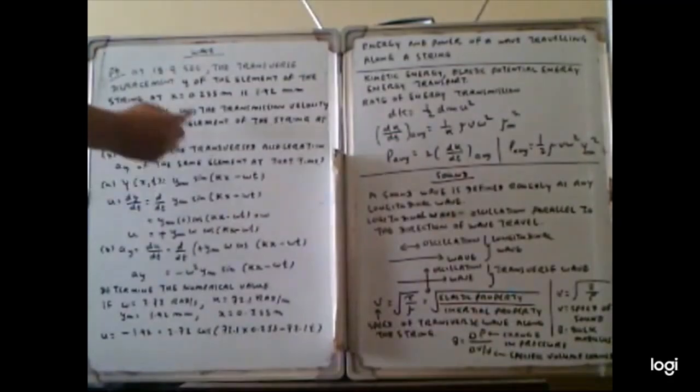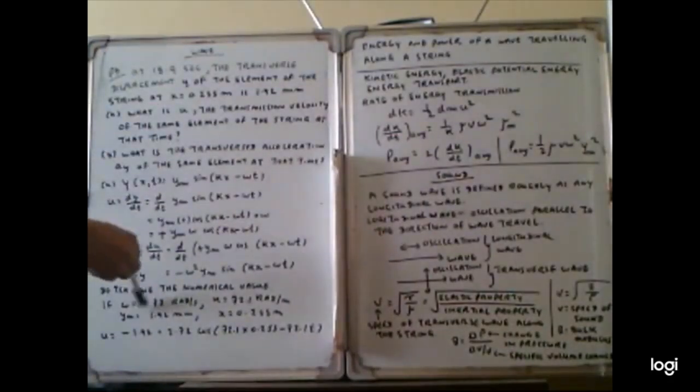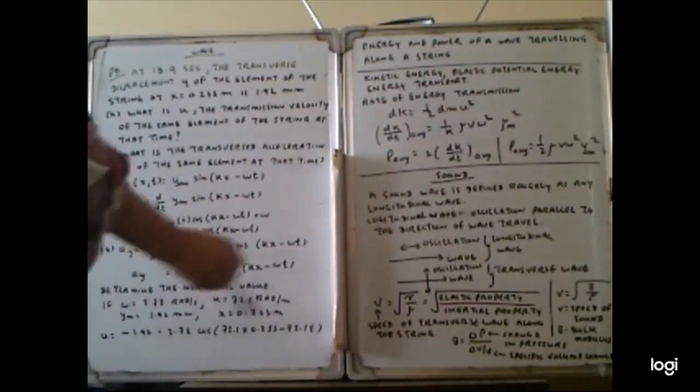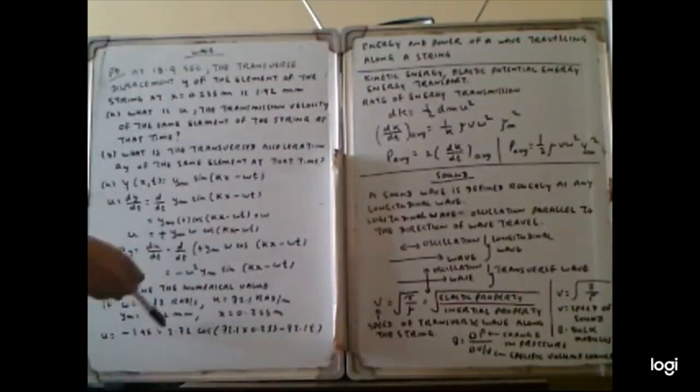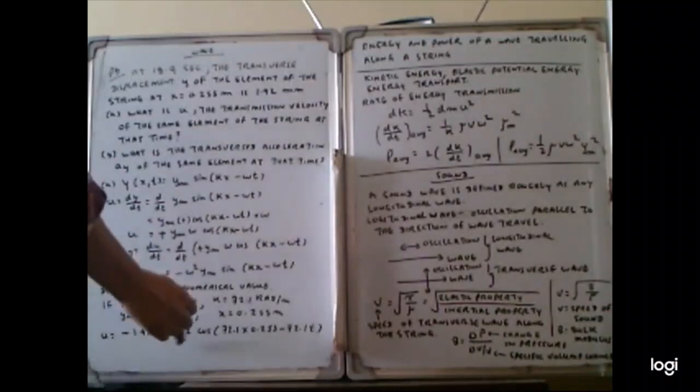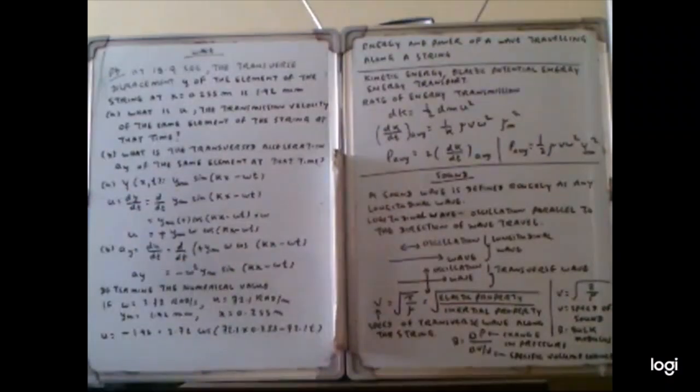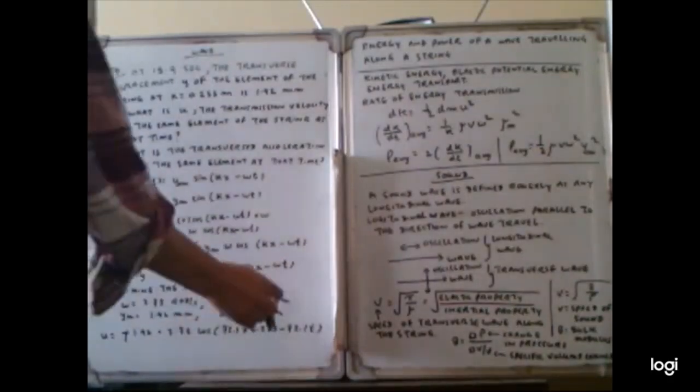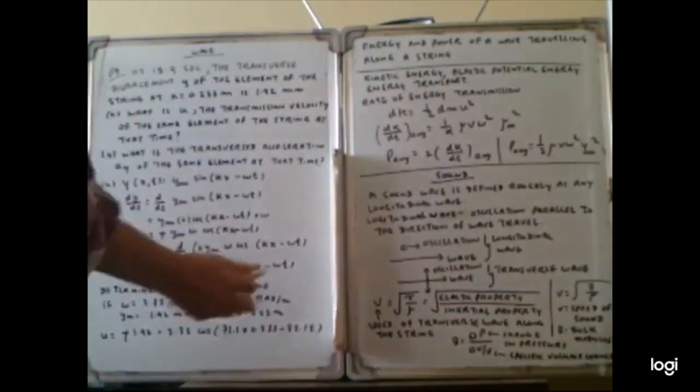Then we substitute the numerical values. So the omega is 2π radians per second, k is 72π, and yn is 1/92. So those you substitute. u is equal to minus 1/92 into 2π cos(72π times 255 minus 72π t). This is the equation for the wave velocity.